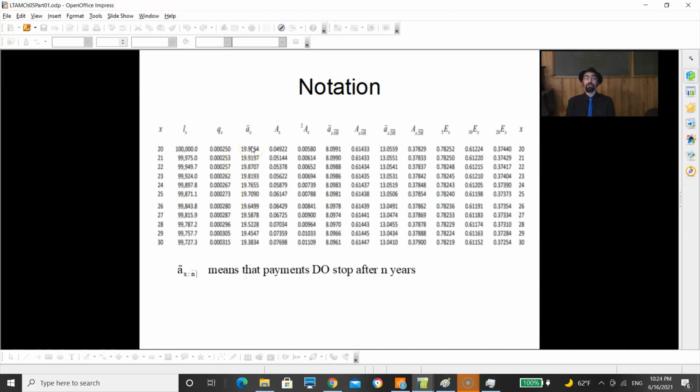Now, you might remember from exam FM that a double dot above the A means payable at the start of the year. Same idea here. Obviously, the older you get, the less valuable these annuities are going to be.